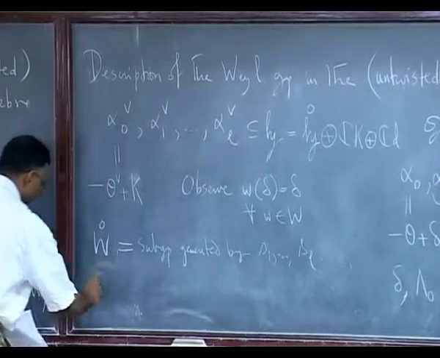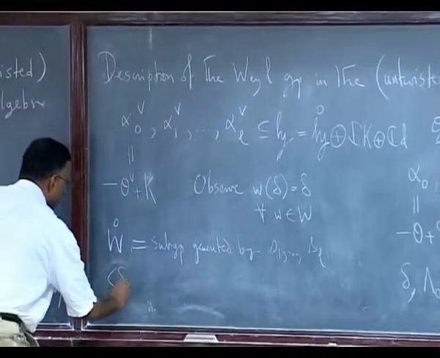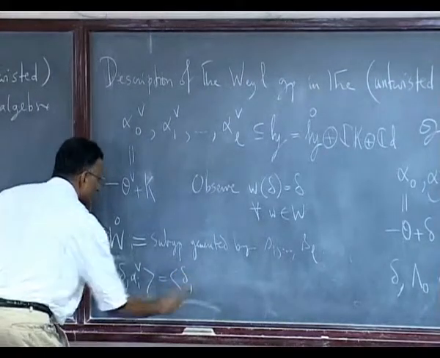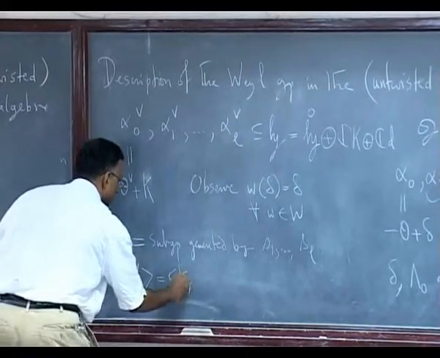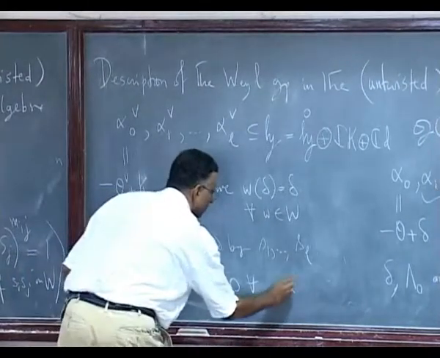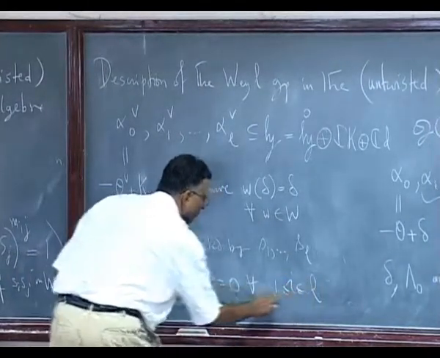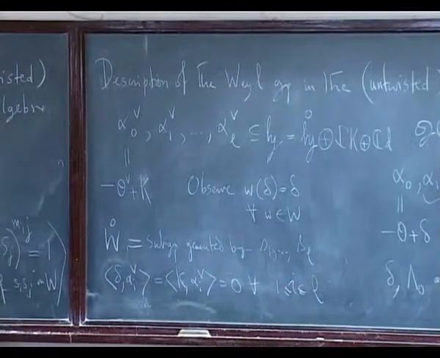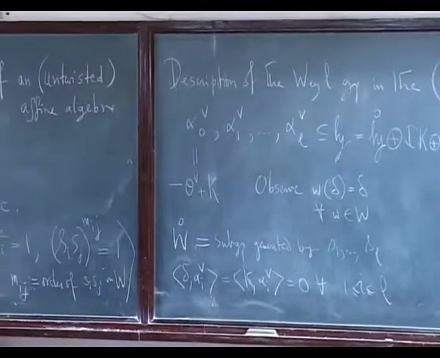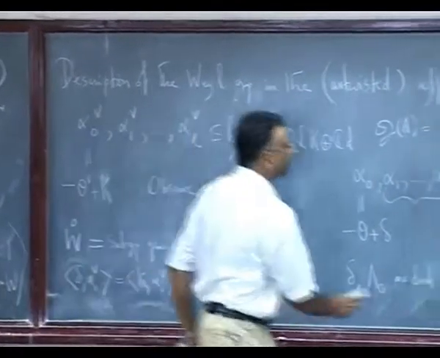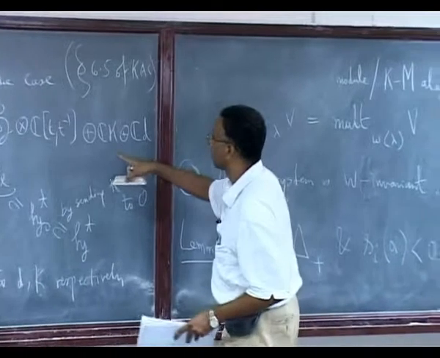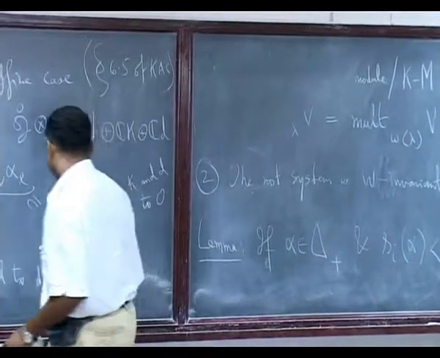And observe that delta of alpha i check is equal to 0 for all i between 1 and n. Between 1 and n, not 0 and n. So what that means is that on the space Ck plus, sorry, where am I?